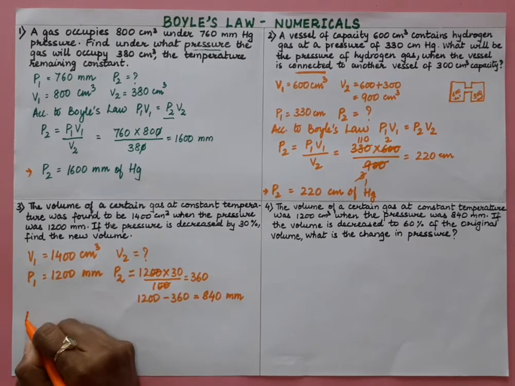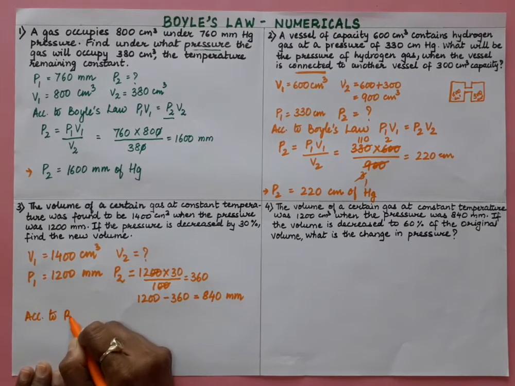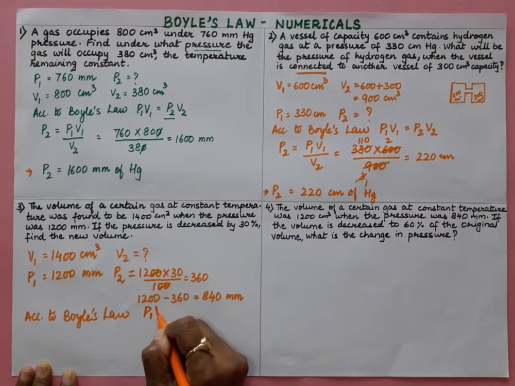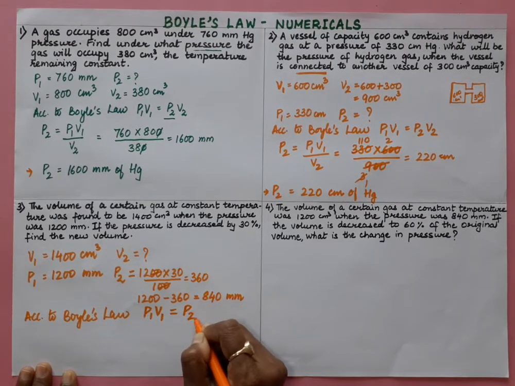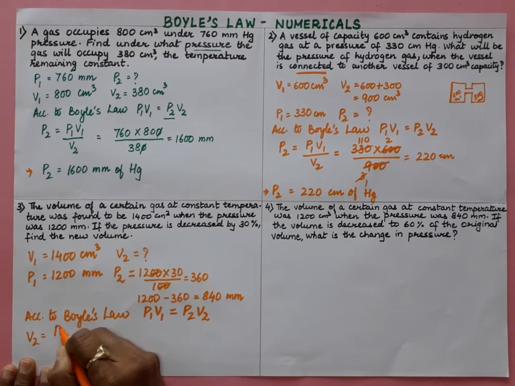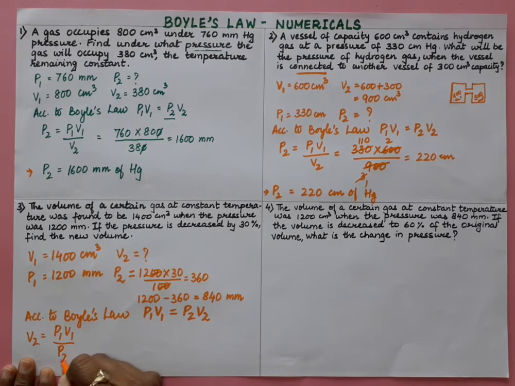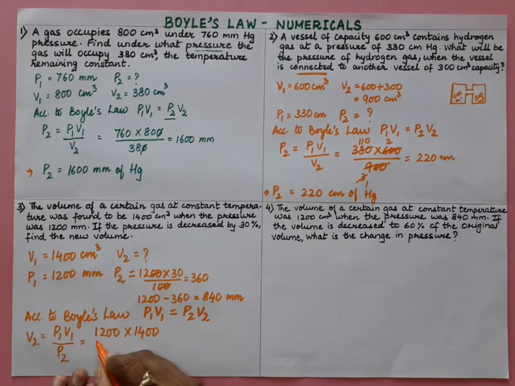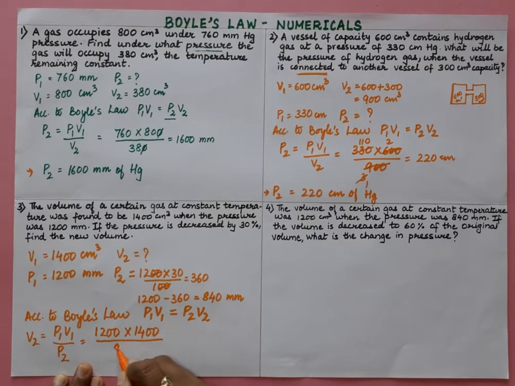Okay. Now again, according to Boyle's law, right? What is Boyle's law? So what is the relation between pressure and volume? P1 V1 is equal to P2 V2, right? So now what do we have to calculate? We have to calculate V2, right? So V2 is P1 V1 upon P2, and now substitute the value. What is P1? 1200. What is V1? 1400. And then what is P2? We calculated 840. Right. Now when we cancel it, you will see here 0 0 is cancelled, right?